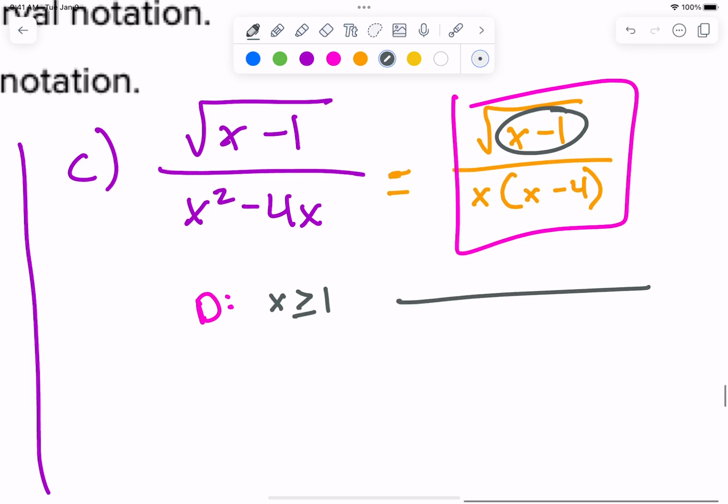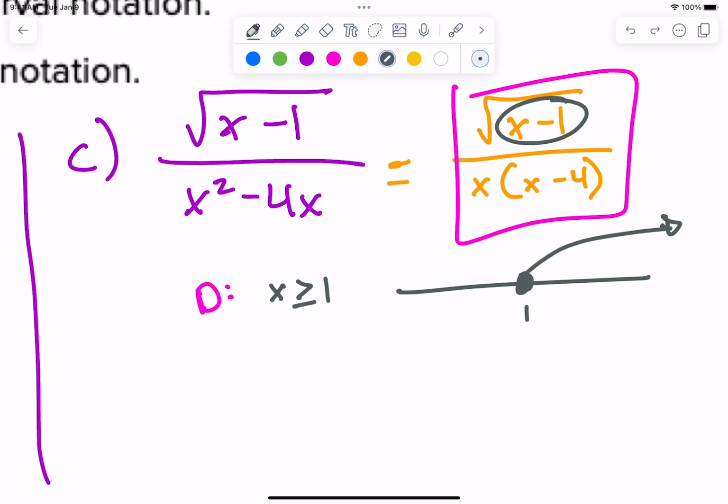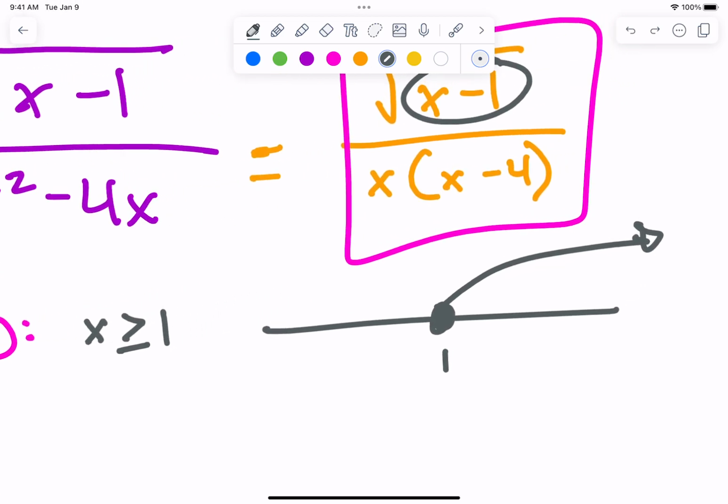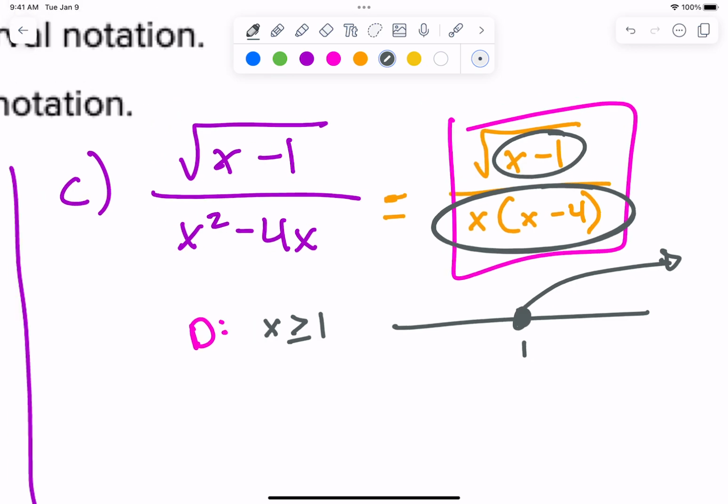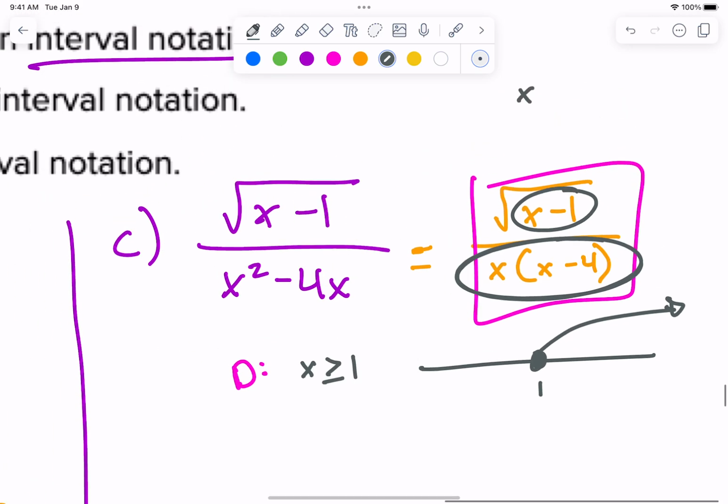So looking at this on a number line, I have 1 here, and it's a closed circle to the right. I know that's what my domain is. I cannot plug in any numbers that are lower than 1. That is illegal. I cannot do it, okay? Now, what also do I have to worry about? I have a denominator, so I don't want this to be 0, right? So it can't be 4. So x times x minus 4 cannot be 0.